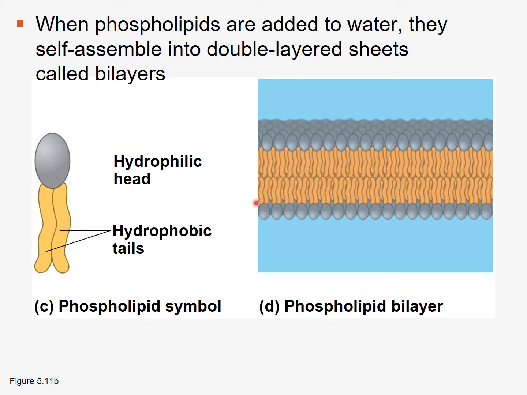So they're staying away from water by creating this bilayer and minimizing the hydrophobic tails, minimizing their interaction with water. So the water is going to be on the outside right here where the bluish color is, and the water is going to be associated with the hydrophilic head.